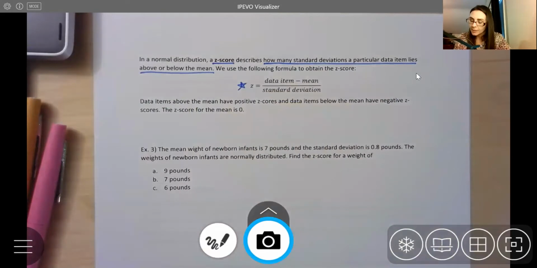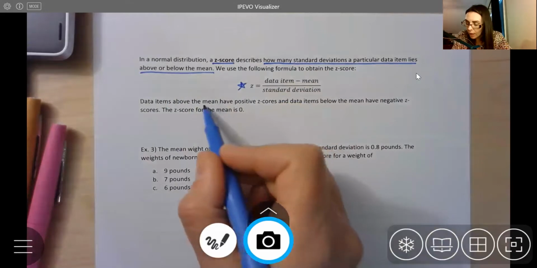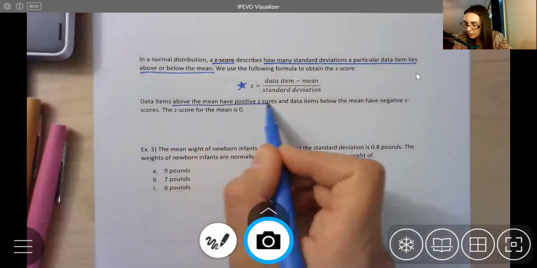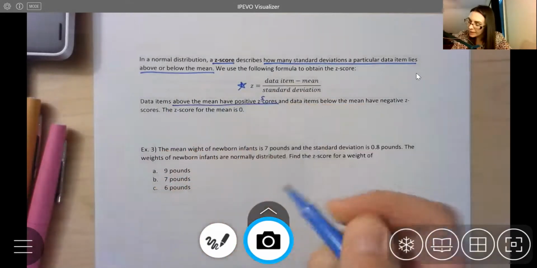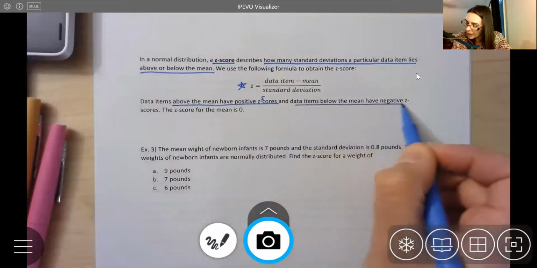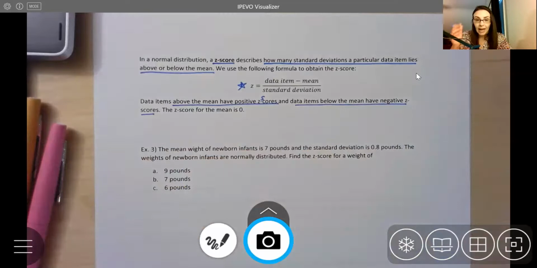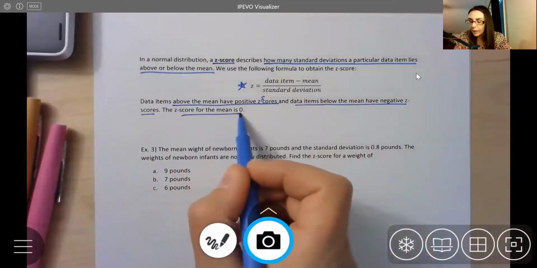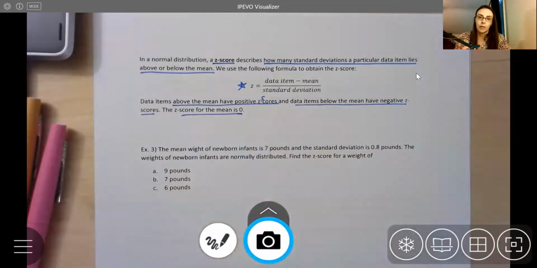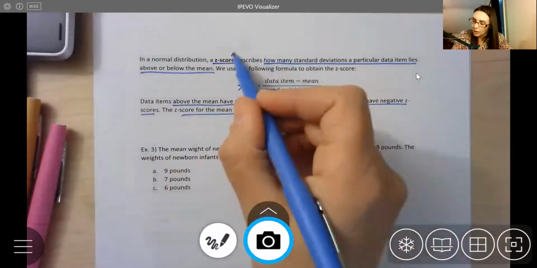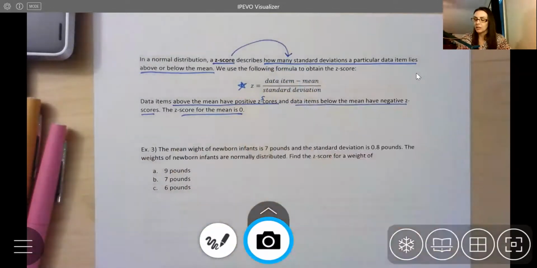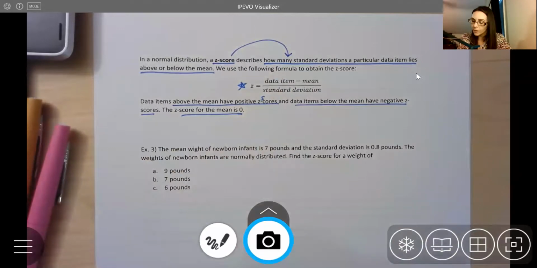Now, data items above the mean end up having positive z-scores, and data items below the mean end up having negative z-scores. If you're talking about the mean exactly, that z-score would be 0 because it has no deviation from the mean. So your z-score is how many standard deviations that data item lies above or below the mean. So let's do some practice here.